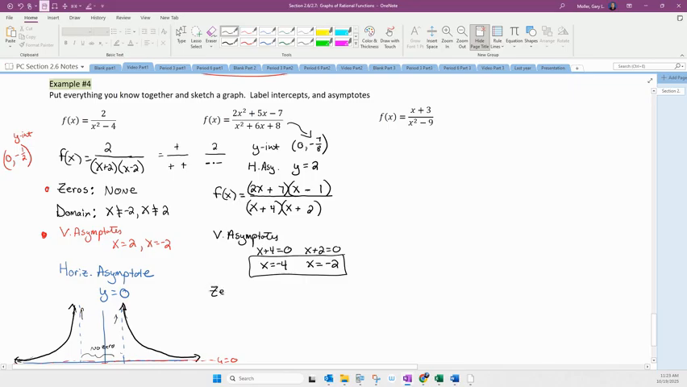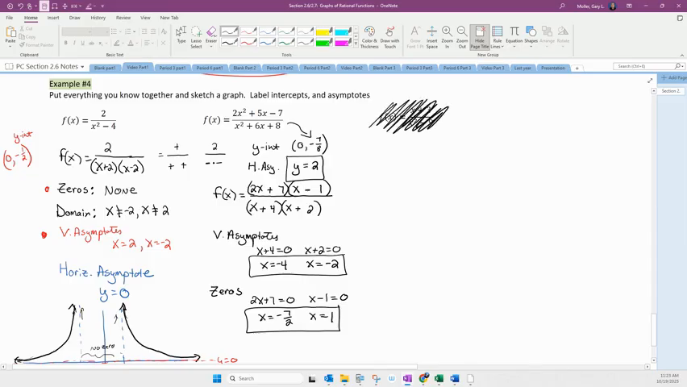And what are my zeros? That's going to be when the numerator is 0. So 2x plus 7 equals 0, and x minus 1 equals 0. X equals negative 7/2, and x equals 1. All right, I have my horizontal asymptote, my vertical asymptotes, my zeros, and a y-intercept. Let's see if that's enough. I'm just going to make a command decision: we're going to do this another day.